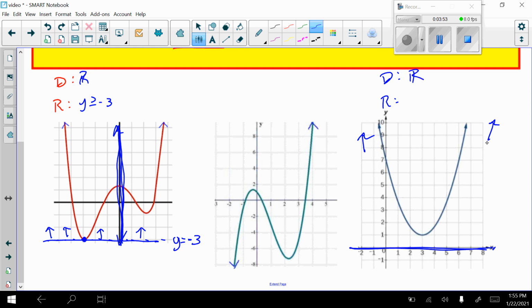So I'll give you a pro tip right now. If you're dealing with a quadratic equation or a parabola looking shape, your domain is pretty much always going to be all the real numbers. So just keep that in mind.